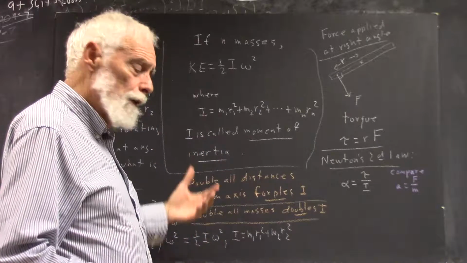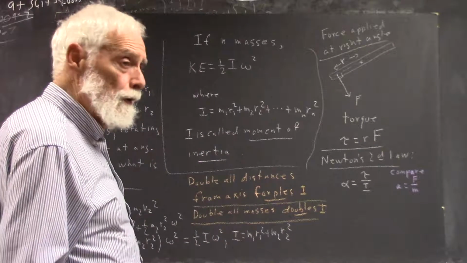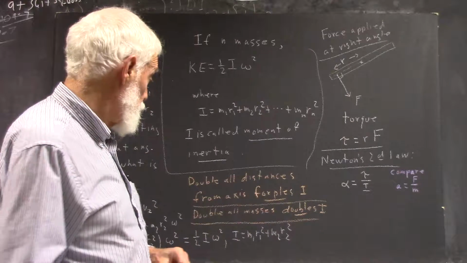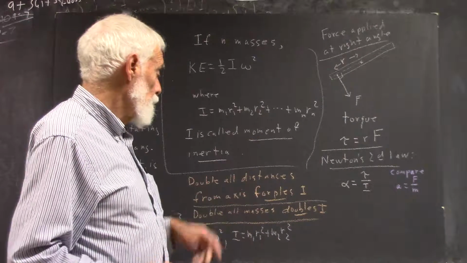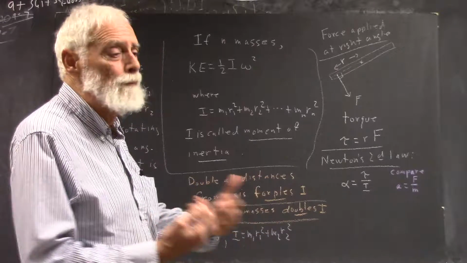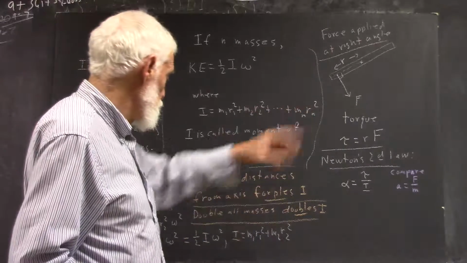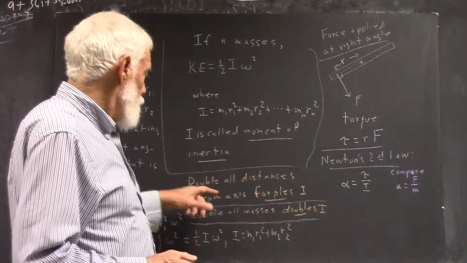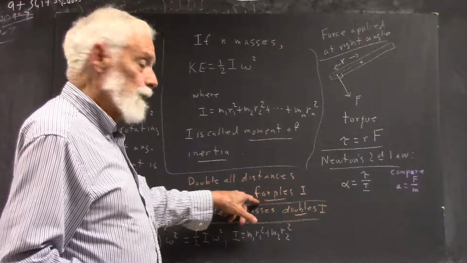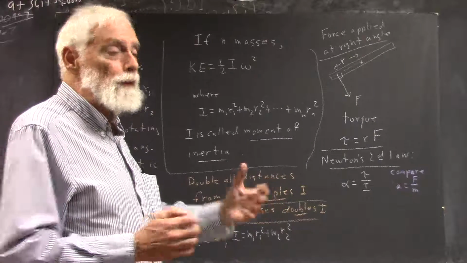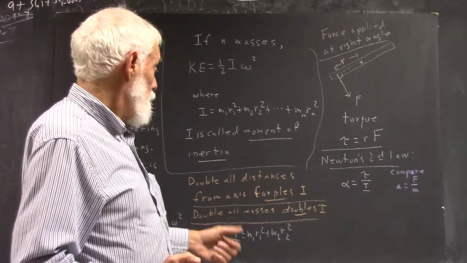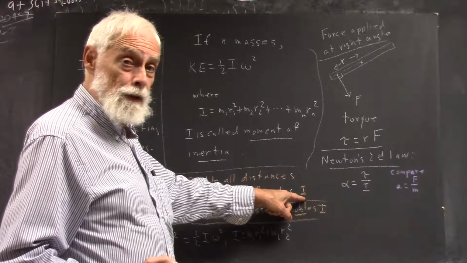Everything I'm saying here is very, very important and very central to understanding rotational dynamics and rotational kinematics, especially rotational dynamics, which is where you involve forces and torques, as we'll talk about in a minute. So, again, you should understand that if you have the same masses but double all their distances from the axis of rotation, you're going to get 4 times the moment of inertia.